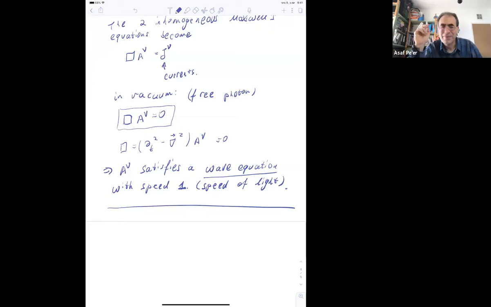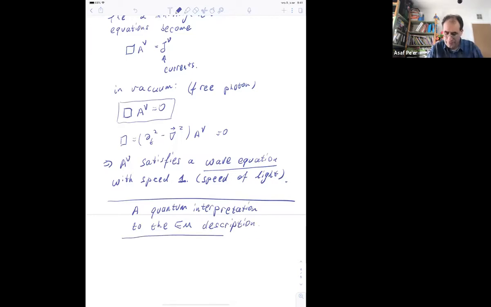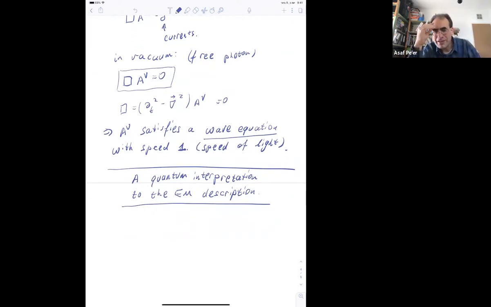Okay, so now let's do a quantum interpretation. Not really quantizing, because this is not a course in quantum mechanics, but I'm going to do a quantum interpretation to the electromagnetic description. So everything we did so far is completely classical, right? But we know that photons are quantum objects. So we need to quantize them.